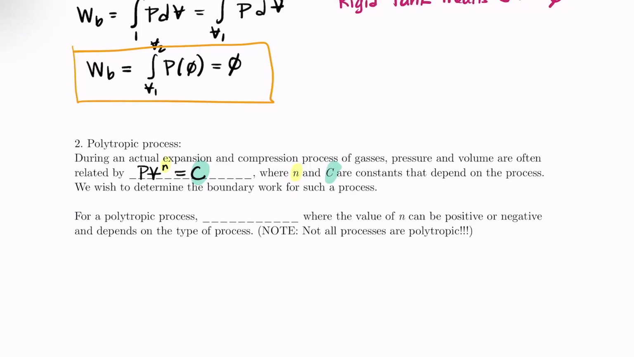Okay. So for a polytropic process, I'm going to rewrite this equation again. PV to the n equals a constant, which is C. The value of n can be positive or negative and depends on the type of the process. It's important to note that not all processes are polytropic. This is a very special case. So you will have some indication to use a polytropic process if that's what I mean for you to do.